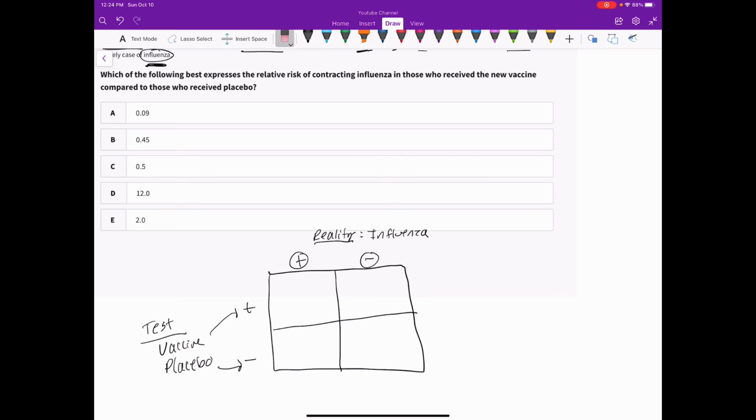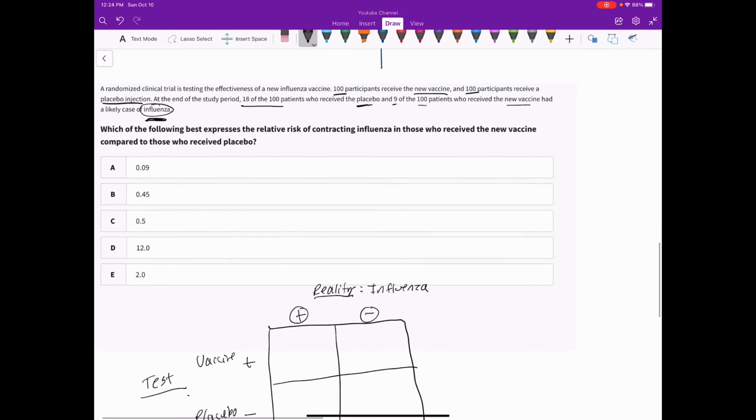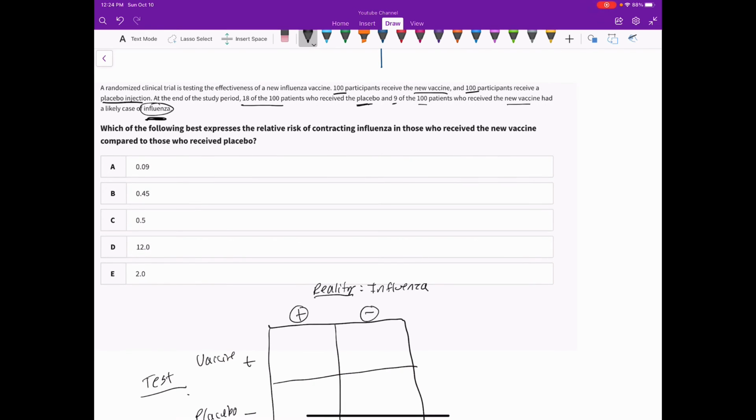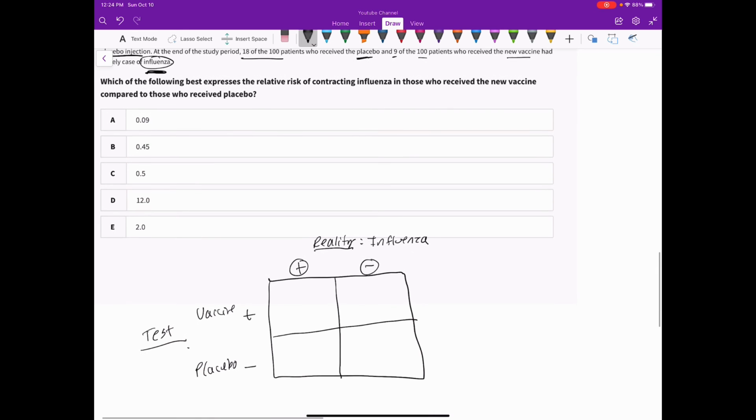All right. I'm going to erase this, prevent the cluster. Okay, so we have our plus and minuses, right? Actually, let's keep the vaccine here for now. Let's keep placebo here for now. Okay, so now how do we plug the numbers in? Well, let's go back. A randomized clinical trial is testing the effectiveness of a new influenza vaccine. 100 participants received a new vaccine. Okay, so 100 people received that.